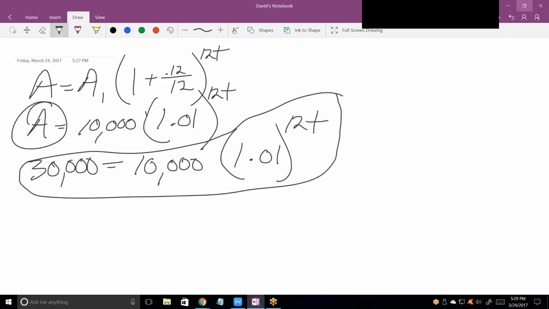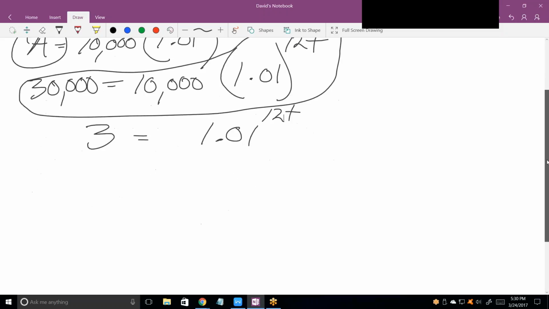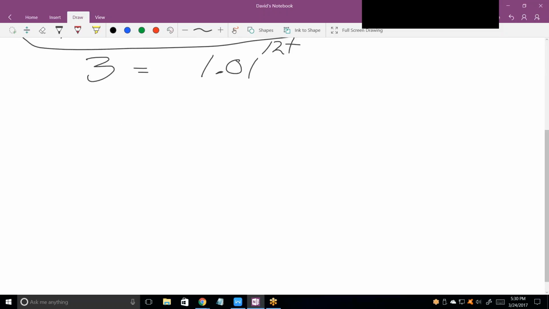It's the first step. Divide 30,000 by 10,000, which equals 3. It's the next step. You take the logs of both sides. What kind of log? Natural. You can actually take any log you want. It does not matter whether you take the natural log, the common log, or the log base 3.